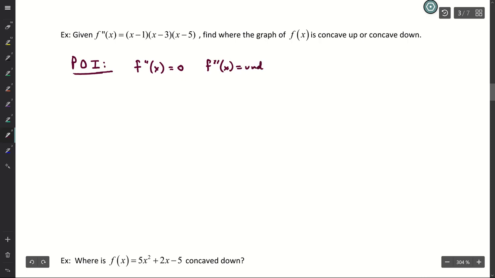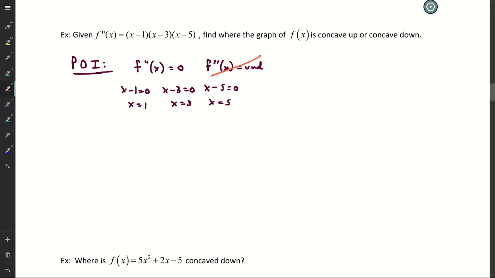All right, on this one, the second derivative would be 0 anywhere you have zeros for this factored format. So that would be where x minus 1 were 0, where x minus 3 were 0, or where x minus 5 were 0. So that would give me x is 1, x is 3, or possibly x is 5. All right, f prime being undefined, that wouldn't apply in this situation. If I did multiply all those factors back out, I'd have a polynomial function. So in this case, determining where f double prime is undefined is not relevant.